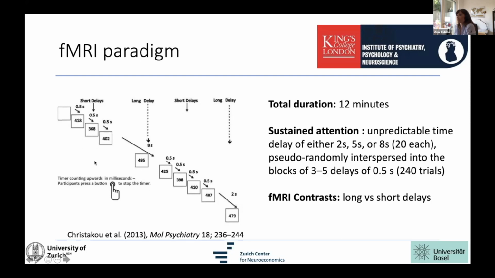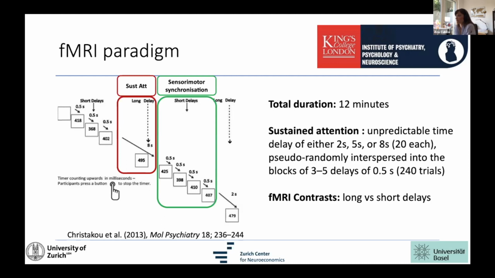And this timer can appear after a short and predictable delay of half a second. And these are trials that are presented in small blocks of 3 to 5 stimuli. And the timer can also appear after an unpredictable time delay that can be either 2, 5, or 8 seconds. I just put 8 seconds here, but it can be in one of these durations. And the long, infrequent, and unpredictable delays are having a higher demand on sustained attention and vigilant processes, whereas the short, predictable delays can be typically anticipated and having a higher demand on sensory motor synchronization. And the fMRI contrast is comparing the brain activation during the long versus the short delays.